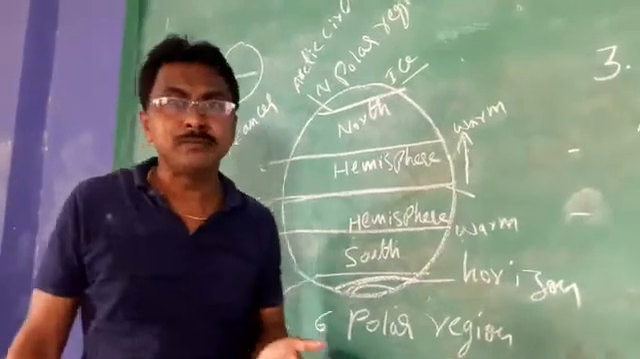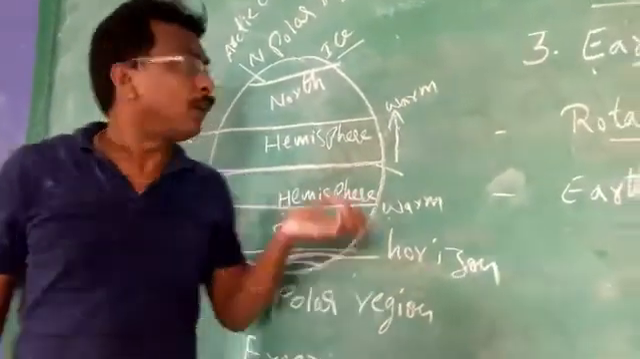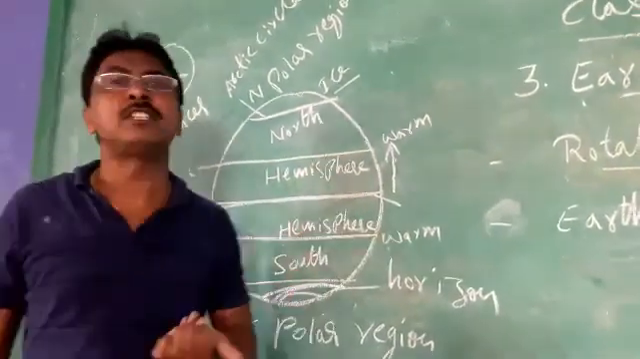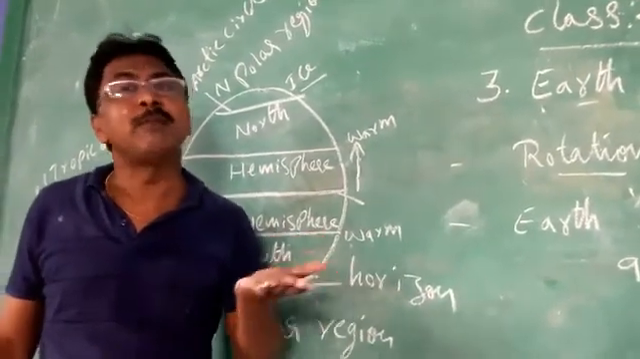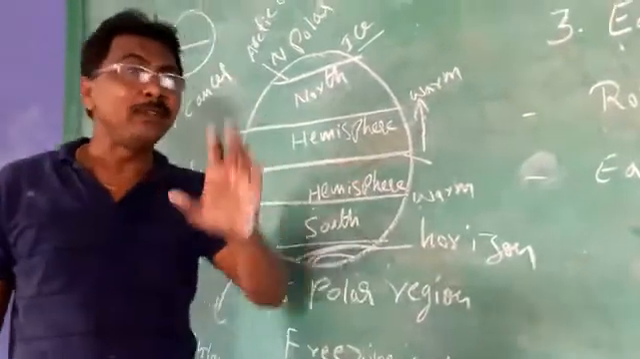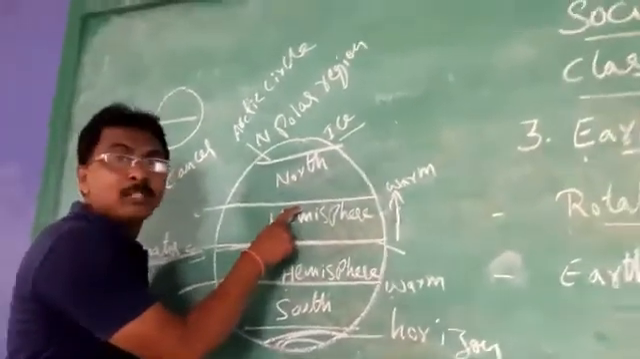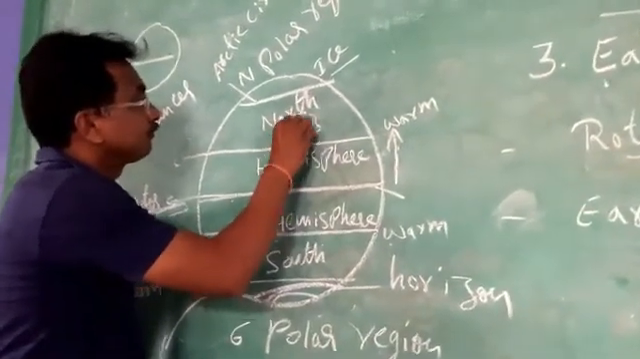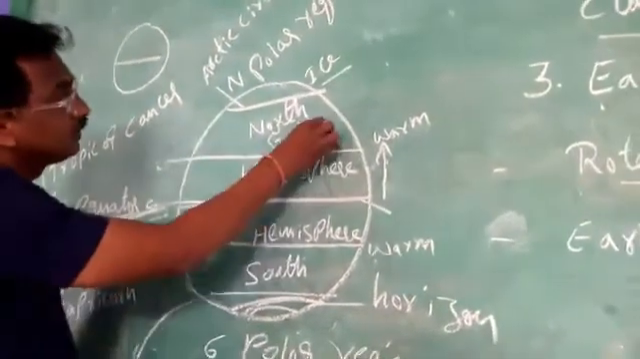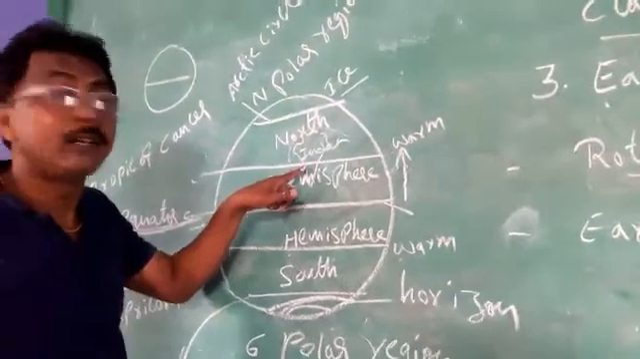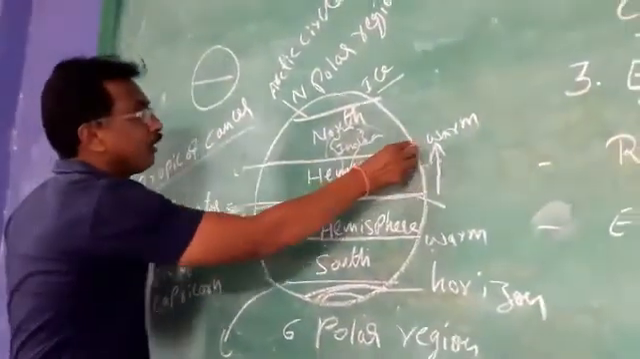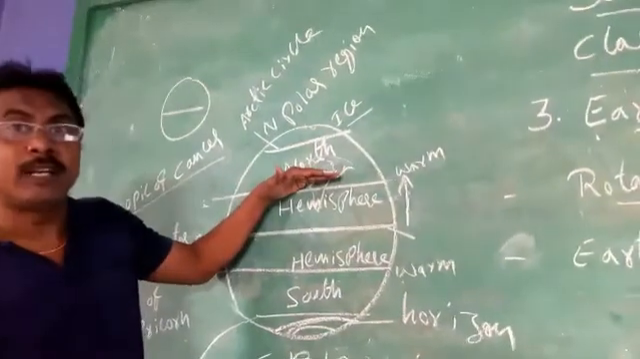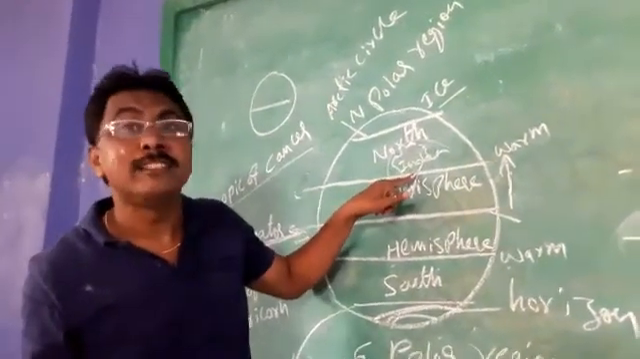But if I ask you the question, on the globe or on the earth, in which hemisphere is our India situated? Few people will tell. So I am telling you, India is situated in the north hemisphere, here on the Tropic of Cancer. You see here, India is situated here. Keep in your mind, our India is situated in the north hemisphere near the Tropic of Cancer.